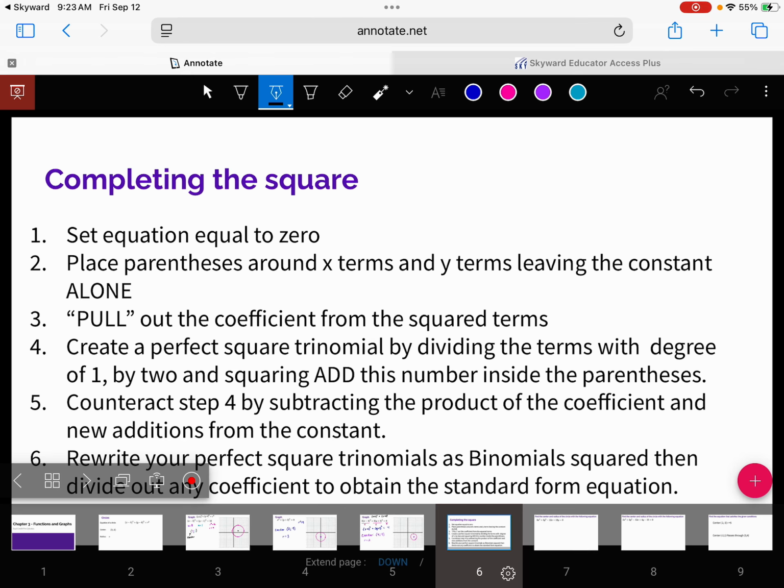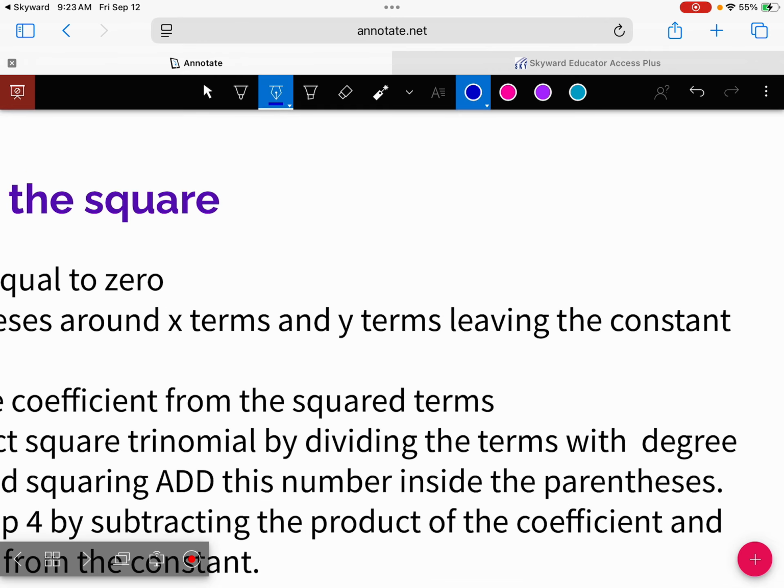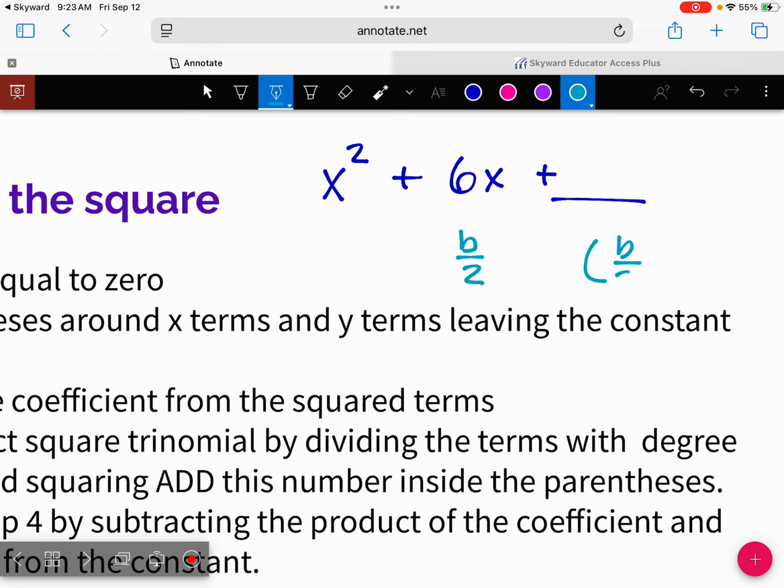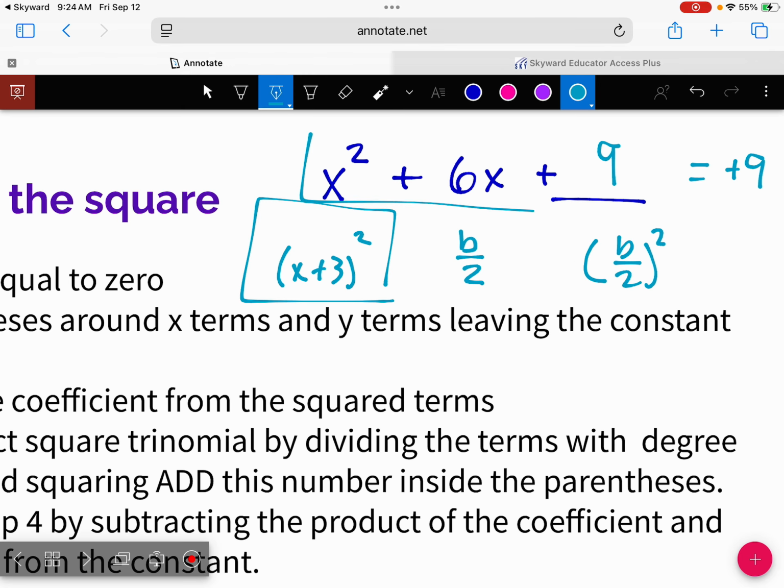It's where we're trying to make the perfect square trinomial so I could write it as like x plus 2 squared. So like when we first did this, we'd have x squared plus 6x plus something. And we have to figure out what goes there. We took our b over 2 and then we squared our b over 2. In this case, we would add 9 here, which means we'd add 9 on this side, so that we could write it as x plus 3 squared. So this would be the perfect square form of this perfect square trinomial.